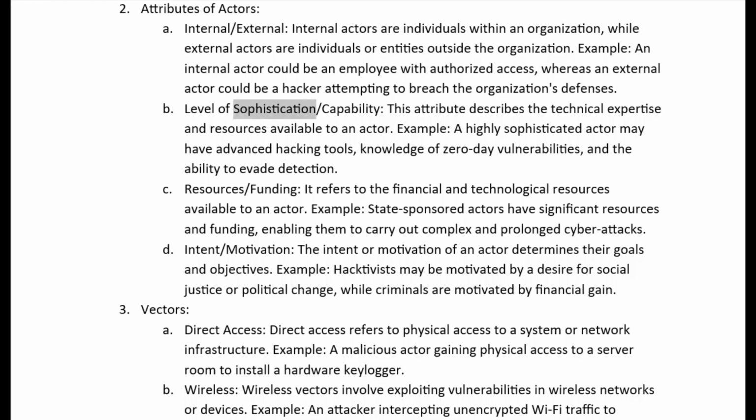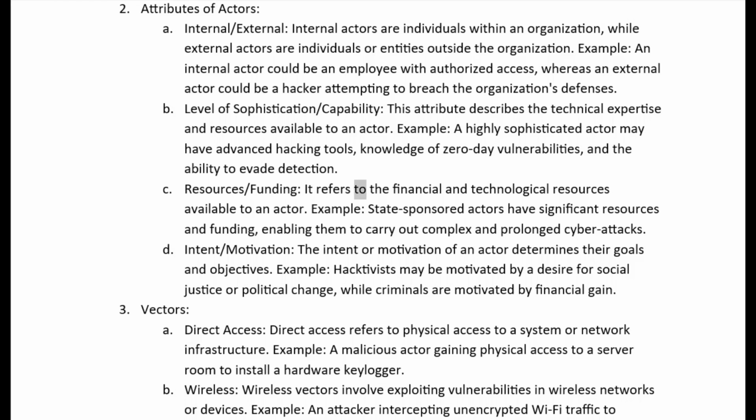Level of sophistication/capability. This attribute describes the technical expertise and resources available to an actor. Example: a highly sophisticated actor may have advanced hacking tools, knowledge of zero-day vulnerabilities, and the ability to evade detection.